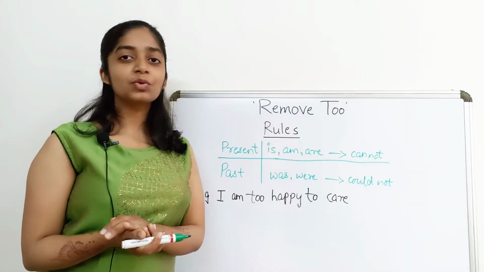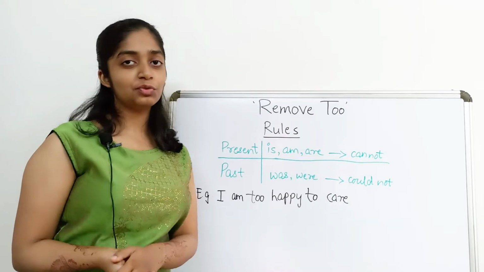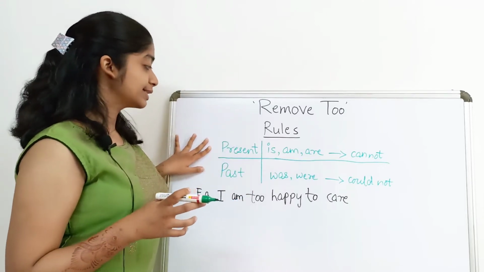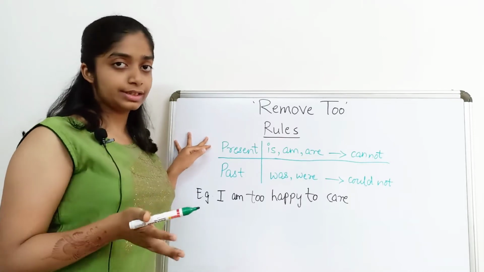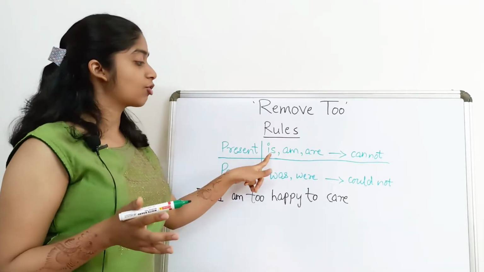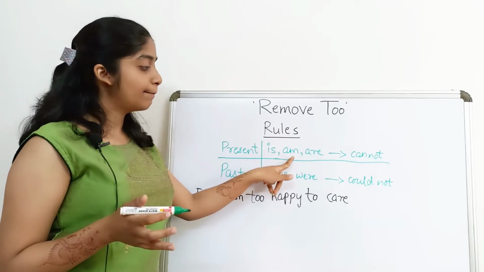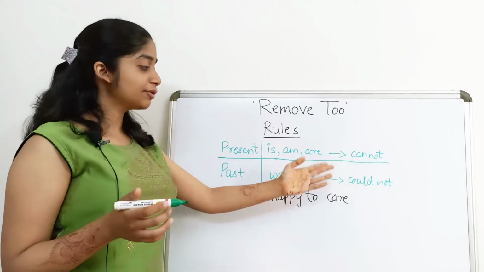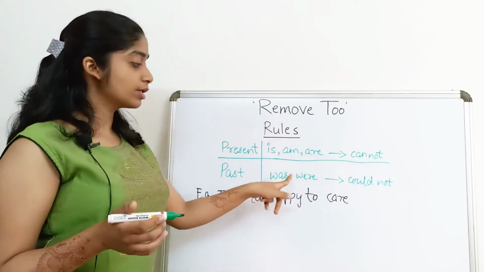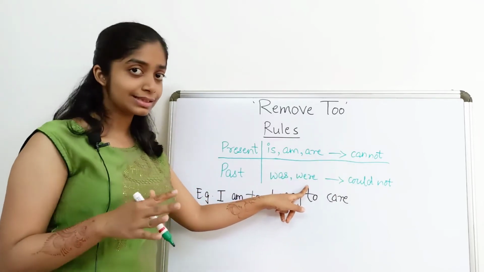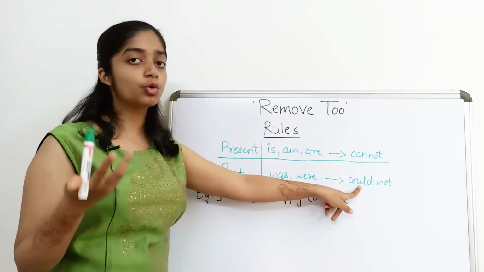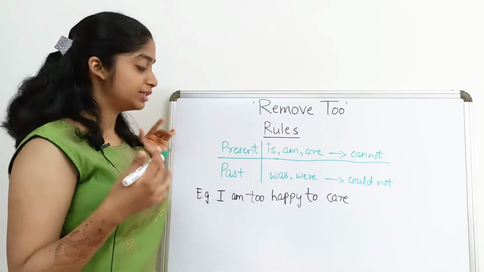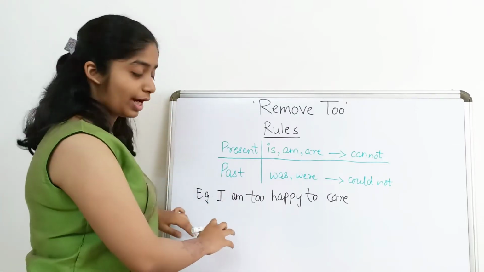Let us first have a look at a few rules which we need to follow while solving such type of questions. The first one is, if the sentence is in the present tense, which means we come across the verbs like is, am and are, we have to use the word "cannot". And if the sentence has the words like was and were, which are in the past tense, we have to use the words "could not". Now, how do we apply this rule in the sentence while solving it? Let's look at an example.